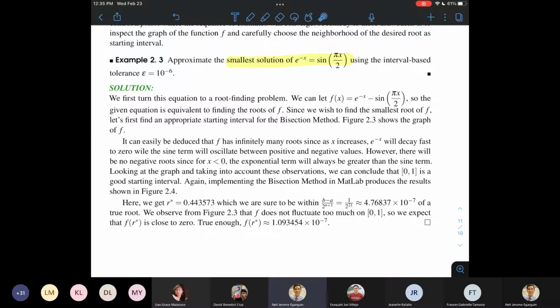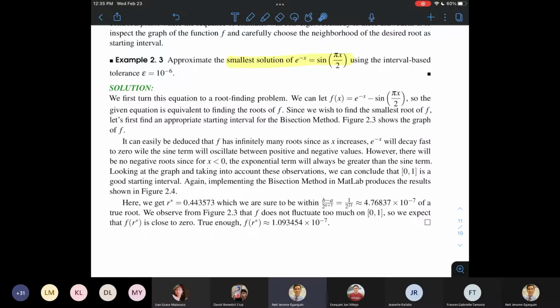But again, we have said this is easy. Just make one side of the equation equal to 0. The non-zero side will be your function f. And you'll be looking for the root of that function f. Now, in this particular case, we can let f to be the function e to the minus x minus sine of pi x over 2. The roots of f will coincide with the solutions of the given equation.